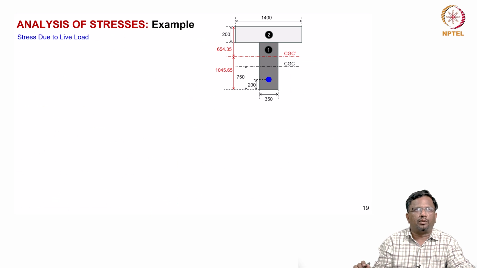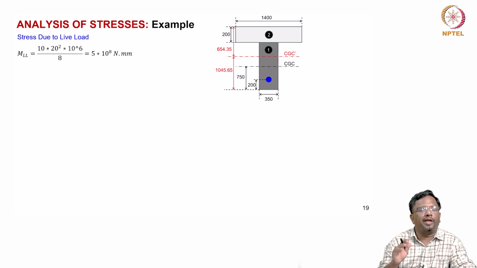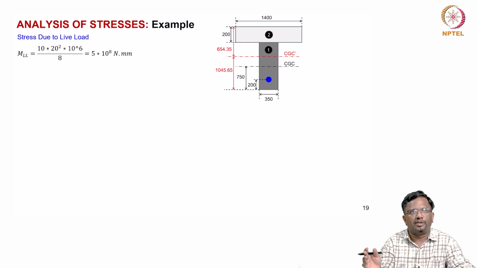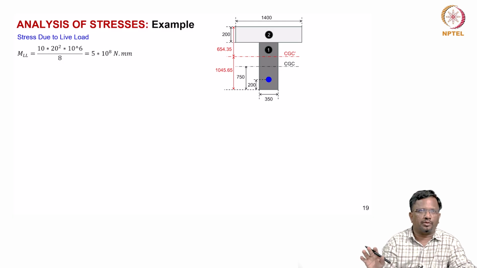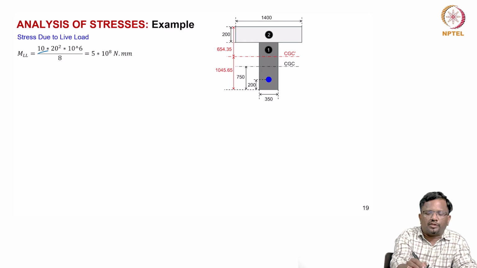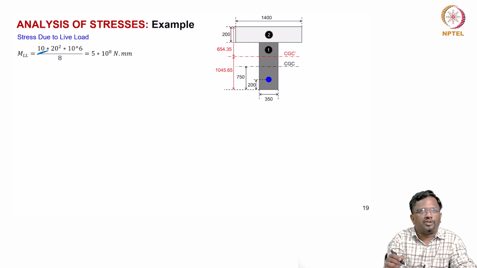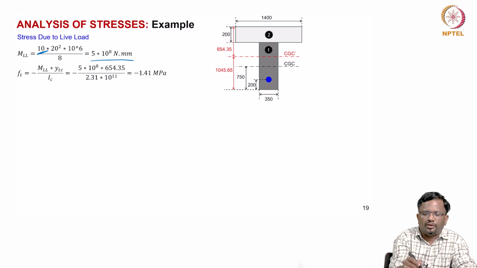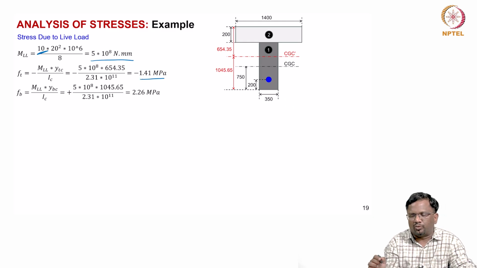Okay. So, now what are the stresses due to live load? Live load, whether it is propped or unpropped, at that time composite action would be achieved, and that will be taken care of as a composite section only. Now, live load is given as 10 kilonewton per meter, times L square divided by 8 gives me the moment, and if you substitute that moment into M Y by I, it will give me stresses, which is 1.41 compression at the top and a tension of 2.26 megapascal.